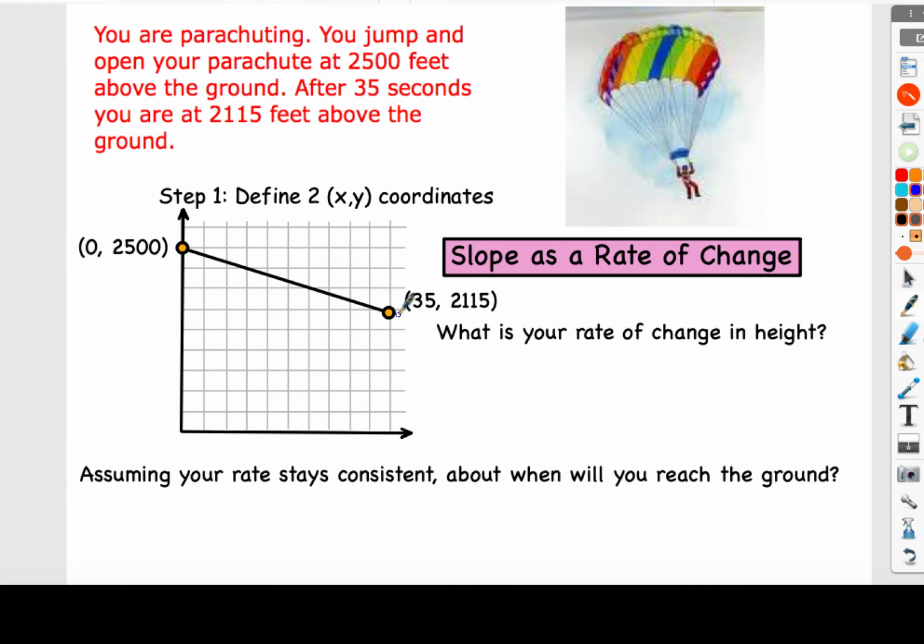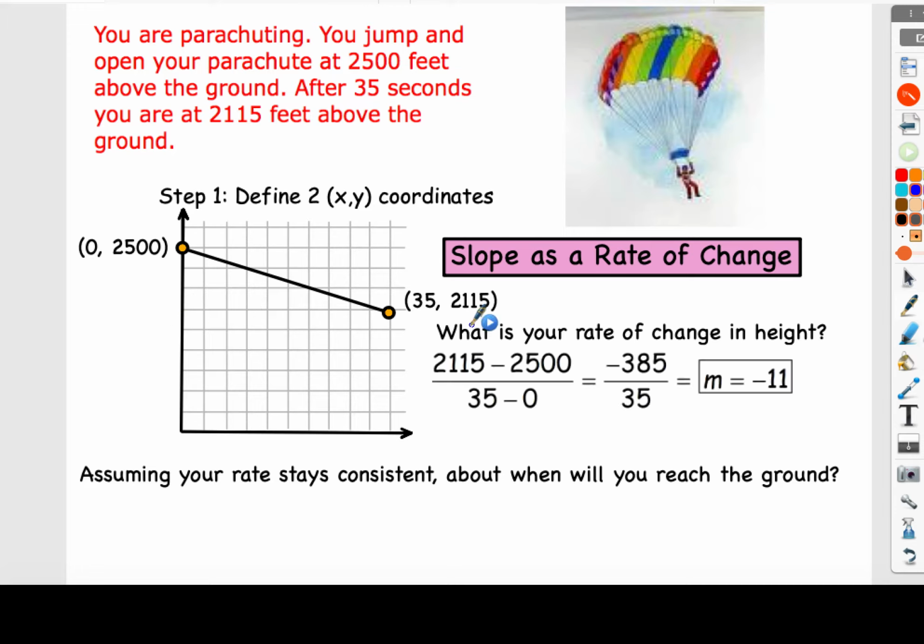Well, we're definitely falling. So what type of slope would you expect to have? I hope you said or thought negative slope. Again, we're going downwards from left to right. So what is your rate of change? Well, the rate of change is the ratio of the change vertically and the change horizontally. So we're going to fall 2,500 feet down to 2,115 over the course of 35 seconds, right?